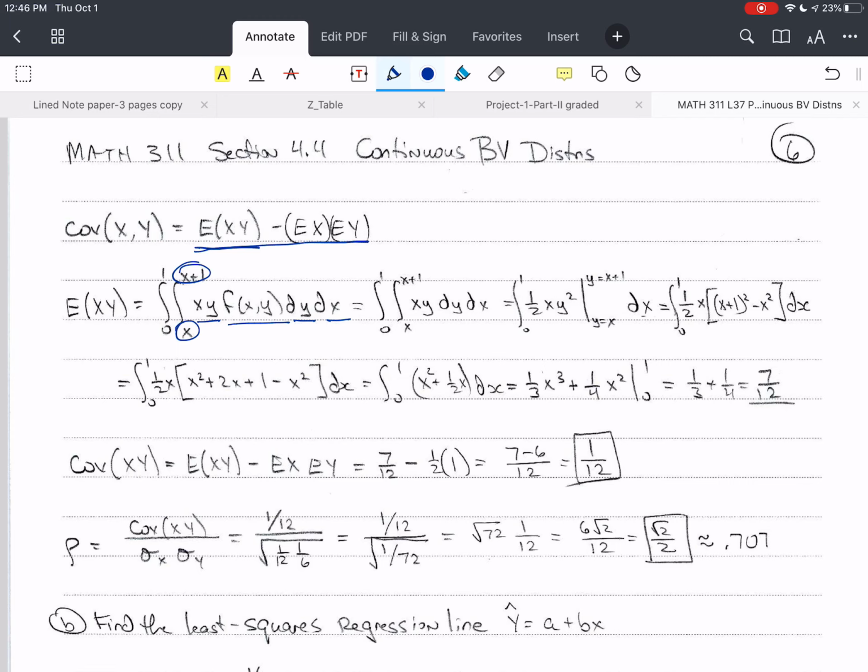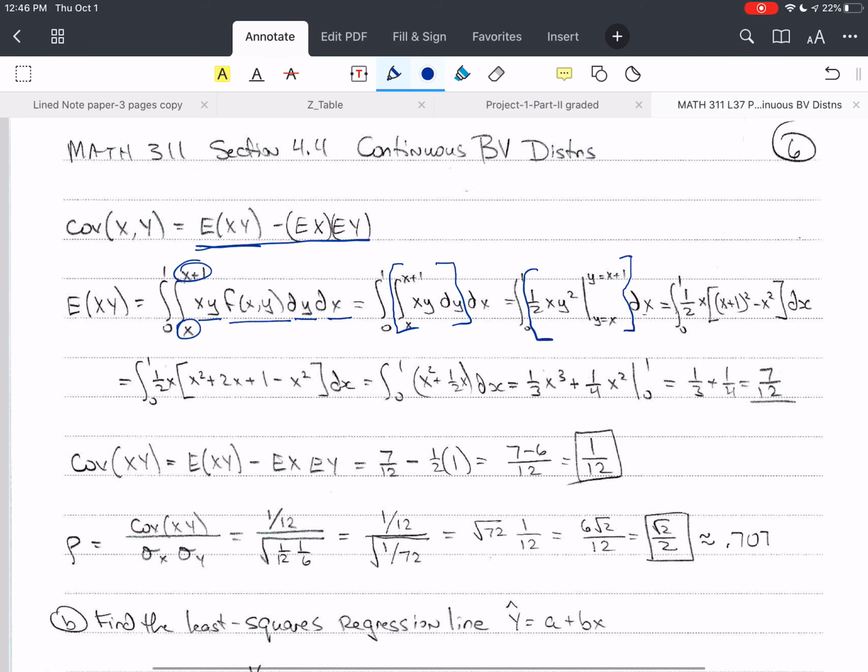And so I'm going to do my integral with respect to y. So that will leave me with 1/2. So inside this integral, I have 1/2 x y squared, and y is going from x to x plus 1. All right. And so I end up with this expression here, plugging in, and then I simplify here.